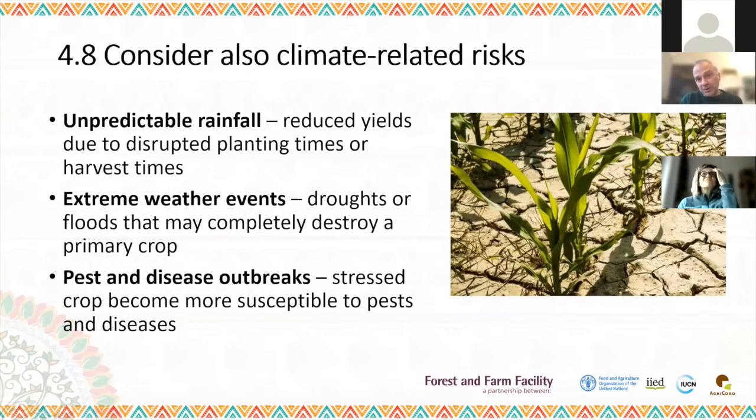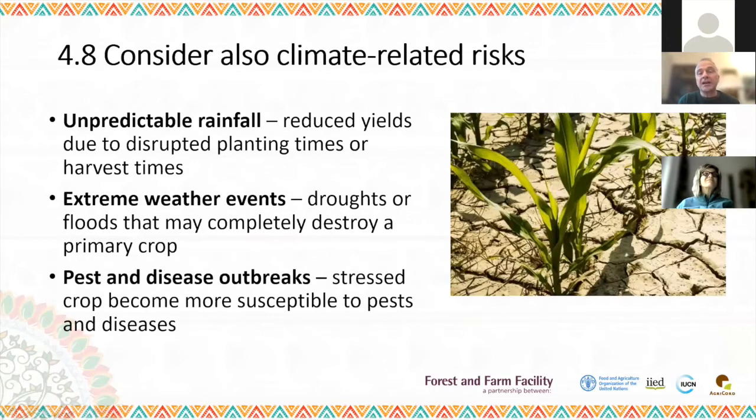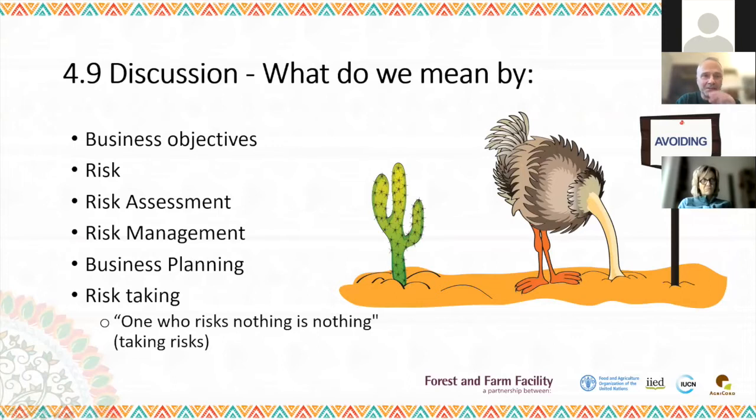We'll come on to this much more in the last 2 days of the training, but there are also reasons for business failure to do with climate change. So in many areas, unpredictable rainfall can reduce your crop or timber yields. It can disrupt when you can plant things. You get extreme weather events like drought or floods that can put an agricultural business at risk. And you can get pest and disease outbreaks because the plants are really stressed. Now, we're going to take you through some options for dealing with those sort of risks on the last 2 days. But do be aware that there are risks to do with climate that are becoming increasingly important.